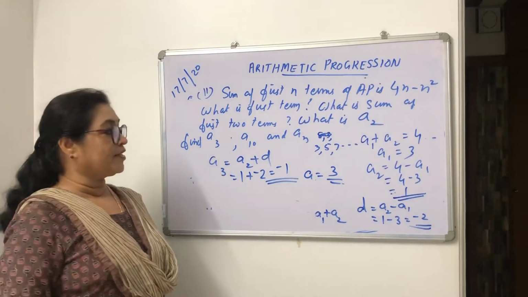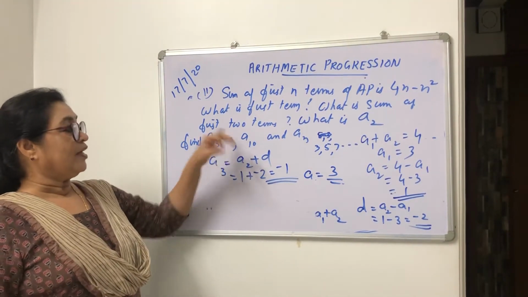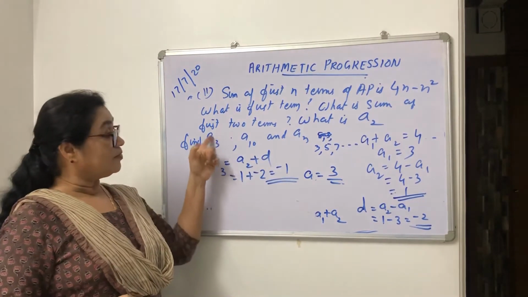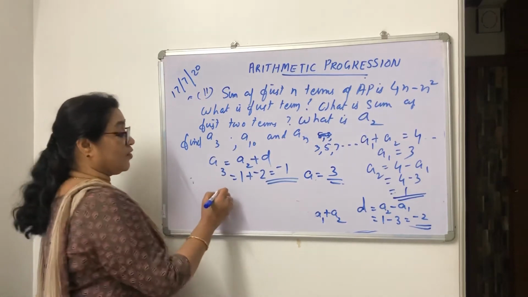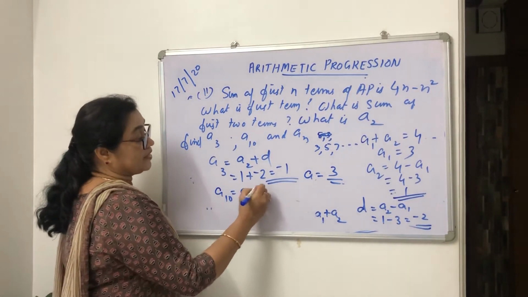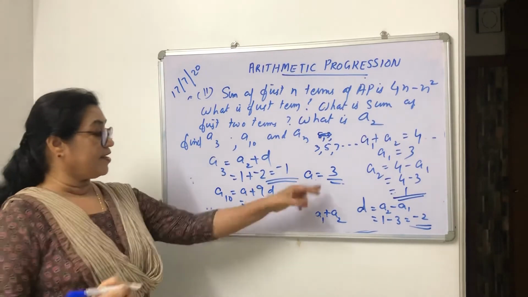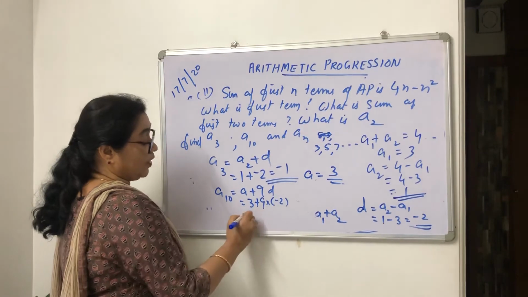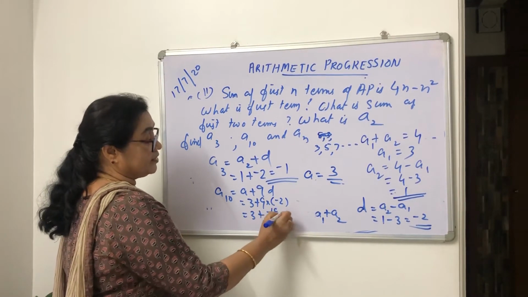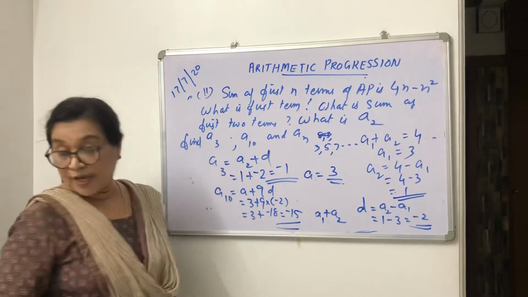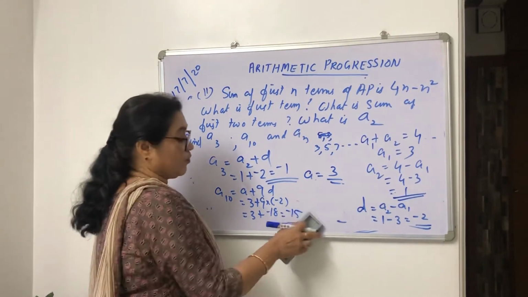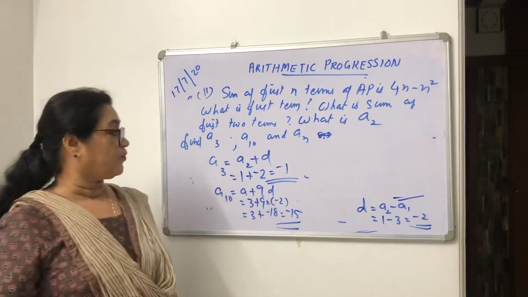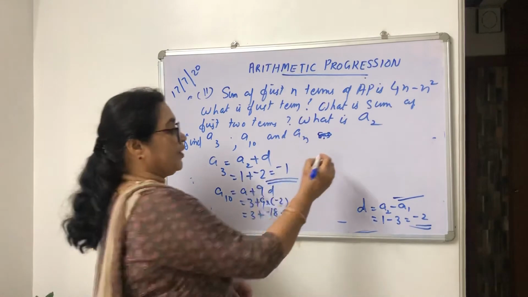A3 is minus 1. Then if you need to find the continuous term, A4, you can use A3 plus D. But you want the next one, A10. So you can write A10 is A plus 9D. What is A? A is 3. 9 into minus 2, that is 3 plus minus 18, which is minus 15. So A10 is minus 15.